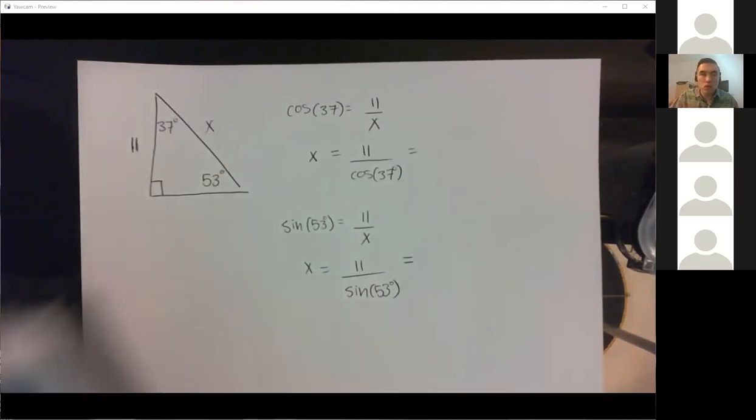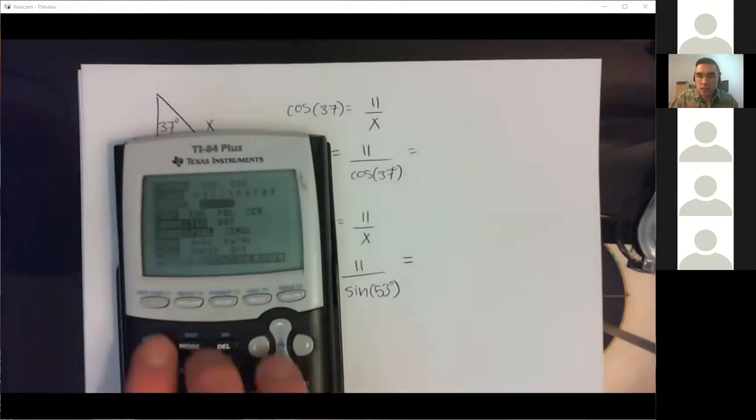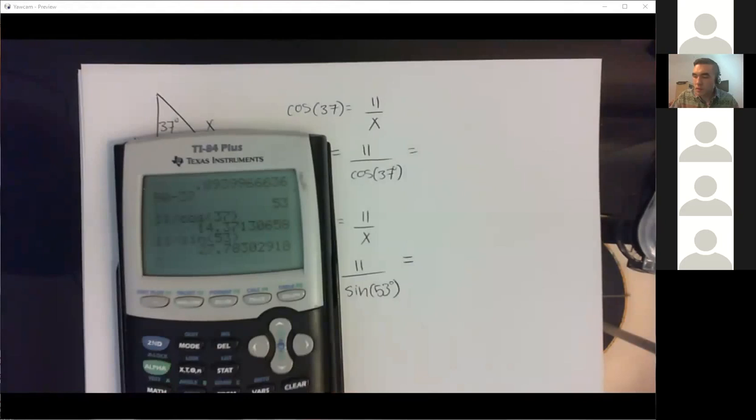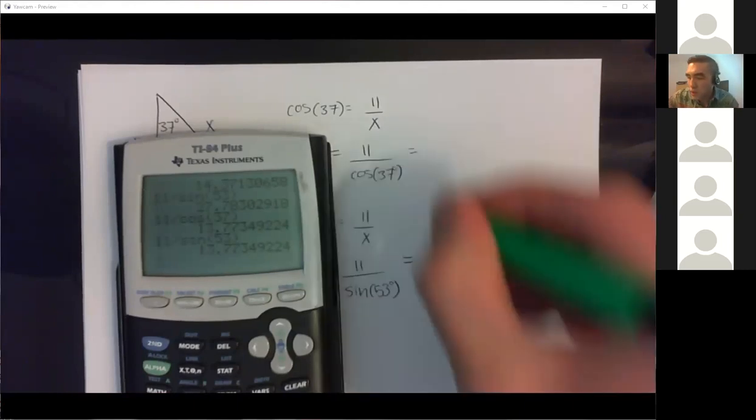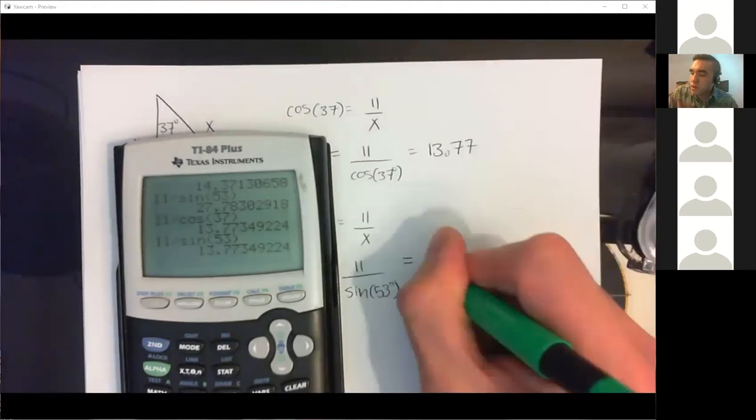Mode. Oh, my calculator is in radians. Heck. Degrees. 11 divided by cosine of 37 gives us the correct answer of 13.77. And 11 divided by sine 53 also gives us back 13.77. Make sure your calculator is in the correct mode. Mine was in radians because of what we were doing this morning in pre-cal. So both of these give 13.77.